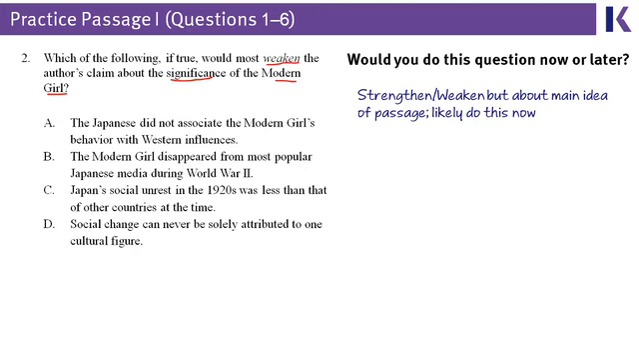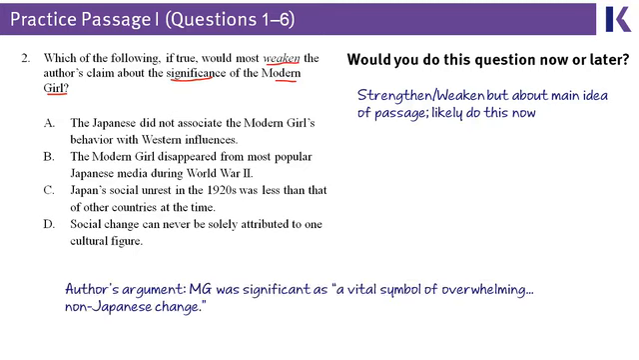So let's think about the author's claim about the significance of the modern girl. We can think that the author's main argument was the modern girl was significant, and we can even look to the passage for a quote, a vital symbol of overwhelming non-Japanese change away from Japanese traditions. So we're looking for something that would weaken that, something that would say maybe the modern girl wasn't a significant symbol of change. We can find that in our answer choices, and then that'll be the correct answer.